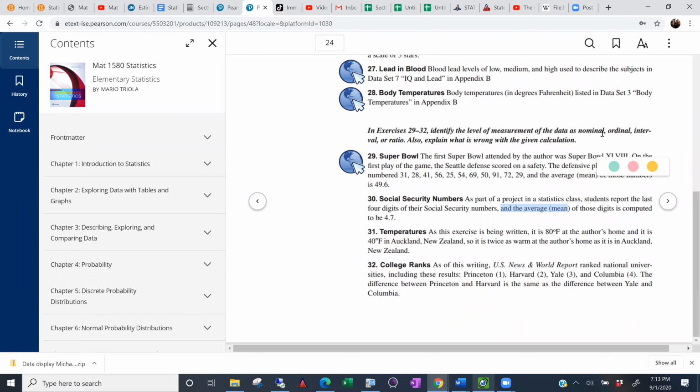Let's eliminate a couple of these things. Could it be interval or ratio? Not really, because it can't be like everything in between. If your social security number ends in 5555, you can't have somebody else with 5555.1 or .2 or anything like that. It's just discrete values. So it's not going to be interval or ratio data at all. So a smart person would eliminate a couple and then choose between what's left, nominal or ordinal.